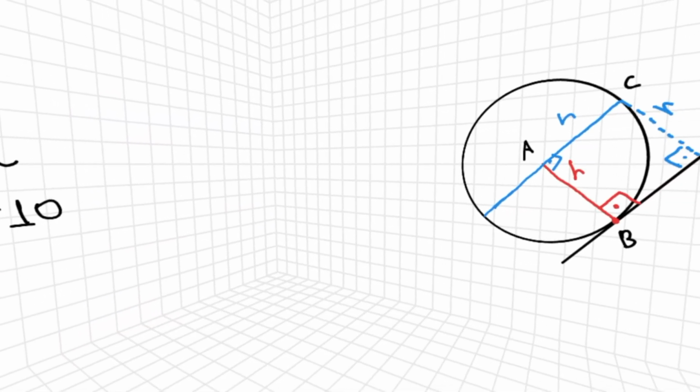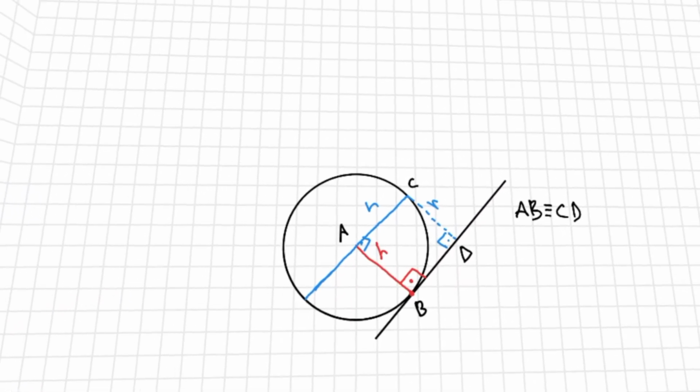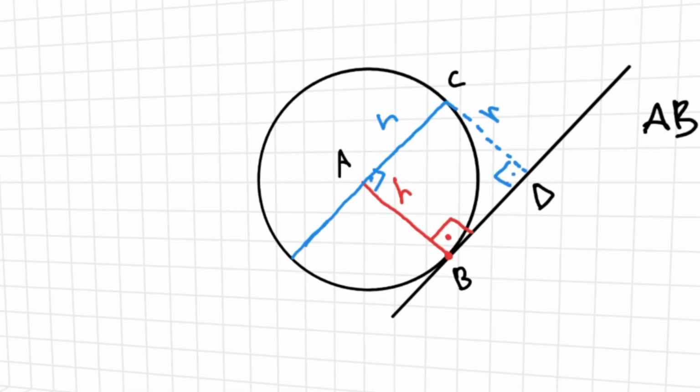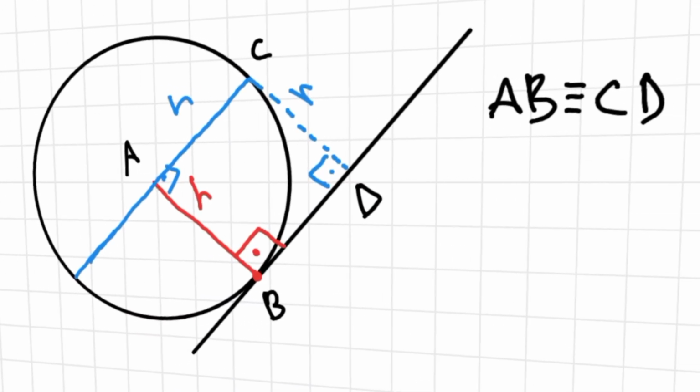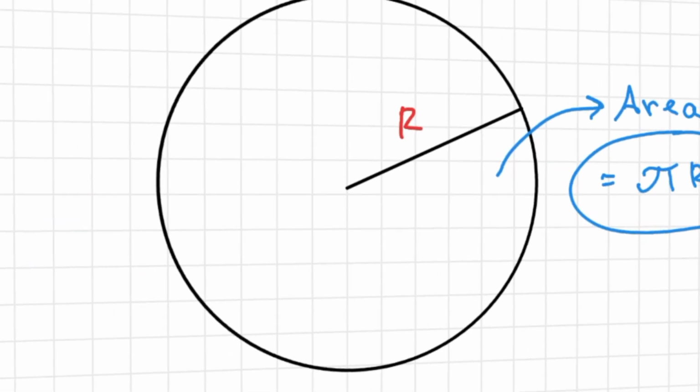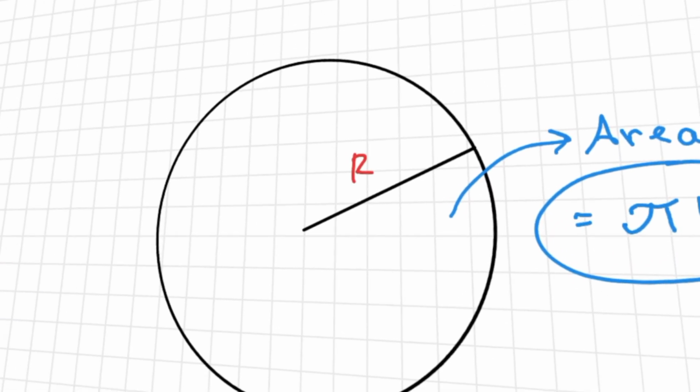The radius to a point of tangency always forms a right angle with the tangent line, and by drawing a diameter parallel to the tangent segment, we can construct this square with side length equal to the radius. We also recall the area formula for a circle, pi times the radius squared.